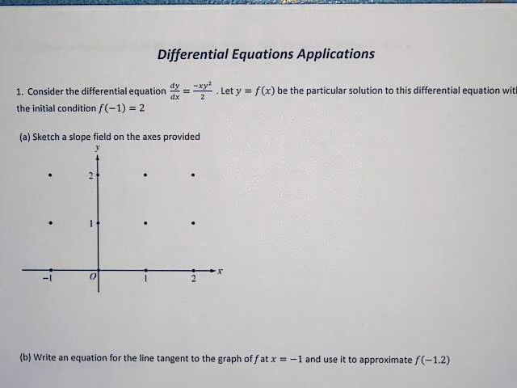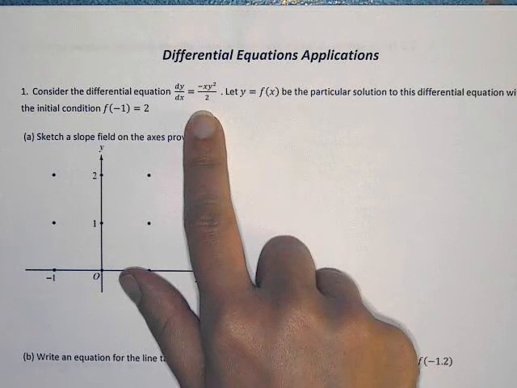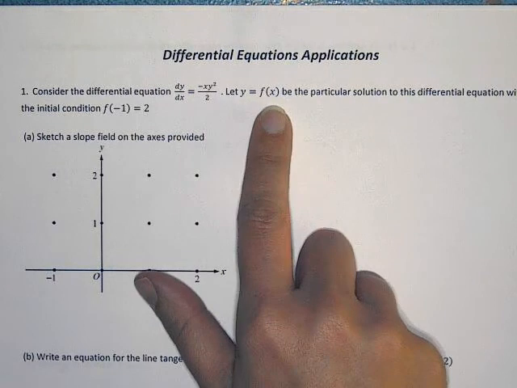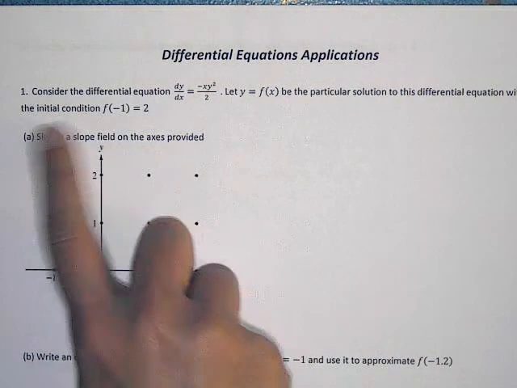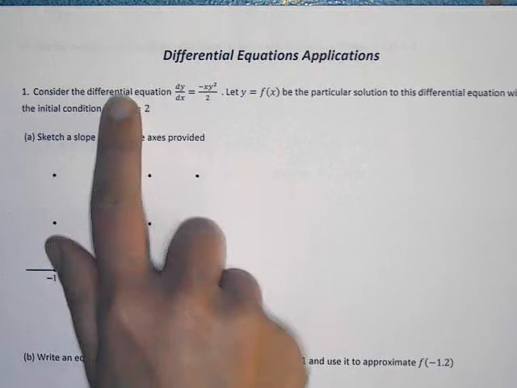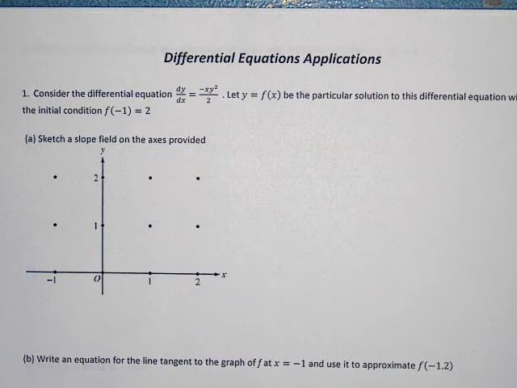Consider the differential equation dy over dx equals negative xy squared all over 2. Let y equals f of x be the particular solution to this differential equation with the initial condition f of negative 1 equals 2. What you're going to find as we start doing more and more of these examples is that the statements at the beginning are often very similar. They're going to give you a differential equation. They're going to say let y equals f of x, and then they're going to say the initial condition either in this part or further on in this problem.